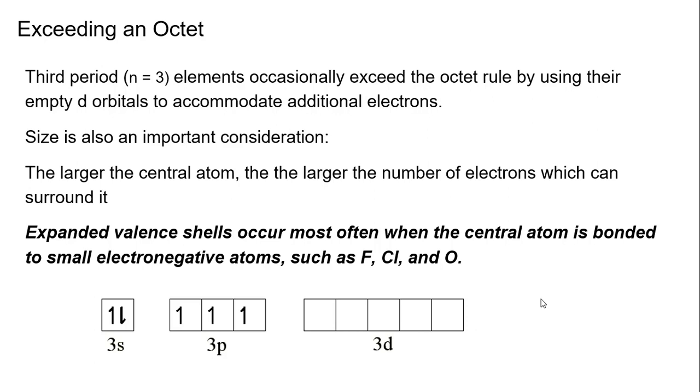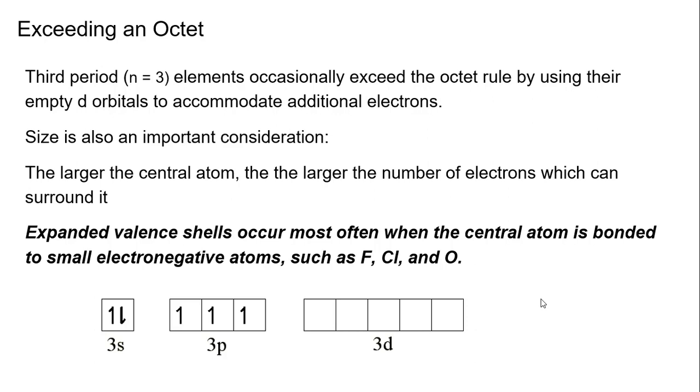All right, so exceeding an octet. This is the part that people have a hard time with, because it breaks the rules a little bit more. Less than octets kind of makes sense to people. But when they exceed, it's harder to understand. If it's n equals 3 and on, you have 3d orbitals, 4d orbitals, all more orbitals that are not used, but we can use them and attach and exceed the octet.